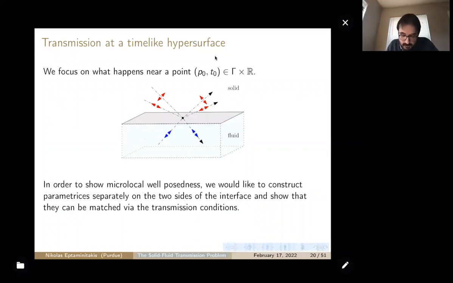Okay, and now we want to show microlocal well-posedness, which means that we want to show that we can construct those approximate solutions up to smooth error by constructing parametrices separately on the two sides, so in the solid and in the fluid, and showing that we can actually match those together via the transmission conditions to obtain a parametrix for the full system.